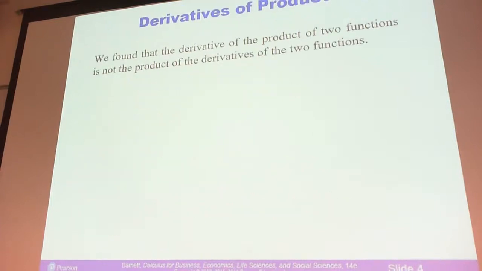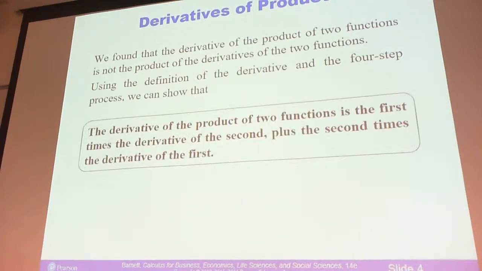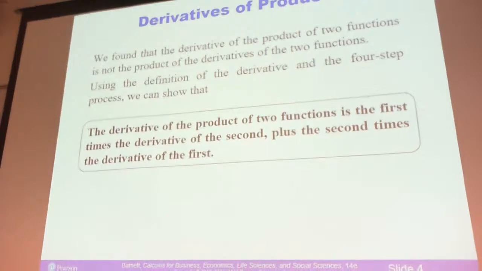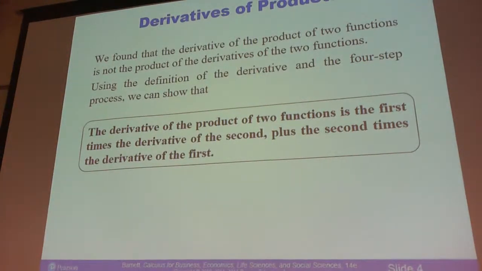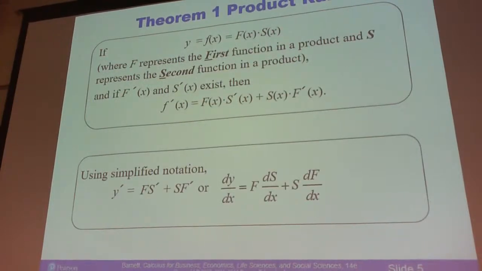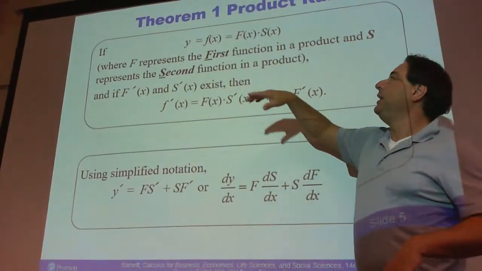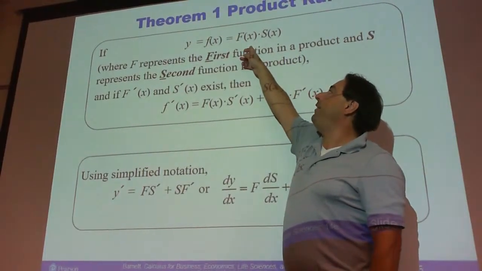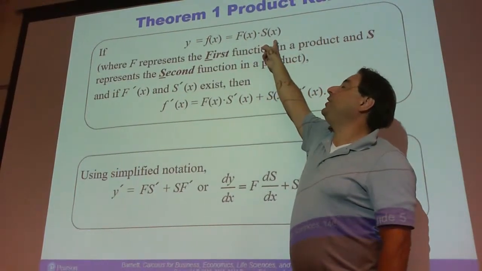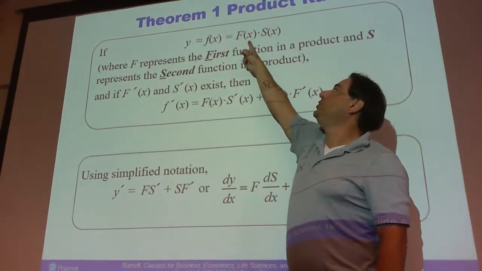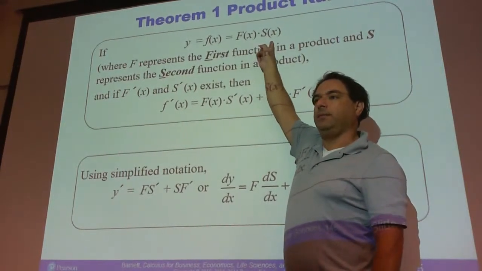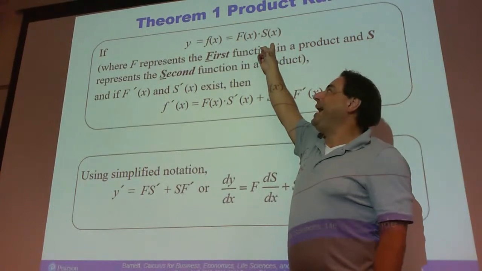And the answer is, we have a formula. Okay? The derivative of the product of 2 functions is first times the derivative of the second plus second times the derivative of the first. What does that mean? Let me show you some symbols. Okay? And we'll do examples, don't worry. But here's the formula of how to take the derivative. First of all, let's call the first one f of x. Let's call the second one s of x. So do we have 2 things being multiplied? Yep.